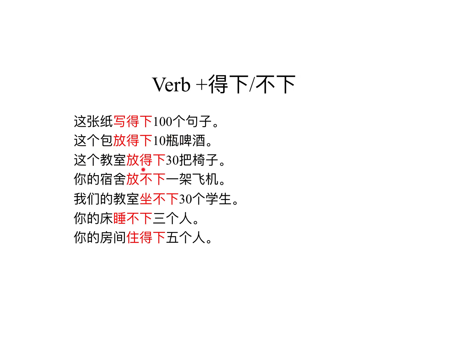这个教室放得下30把椅子. This classroom has a capacity to hold 30 chairs. 你的宿舍放不下一架飞机. Here, 架 is a measure word for aeroplane. So your dorm cannot hold an aeroplane. 我们的教室坐不下30个学生. So our classroom cannot sit 30 students. 你的床睡不下3个人. So your bed cannot sleep 3 people. 你的房间住得下5个人. So your room can live 5 people.